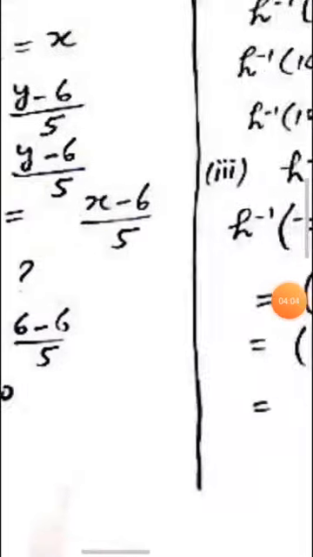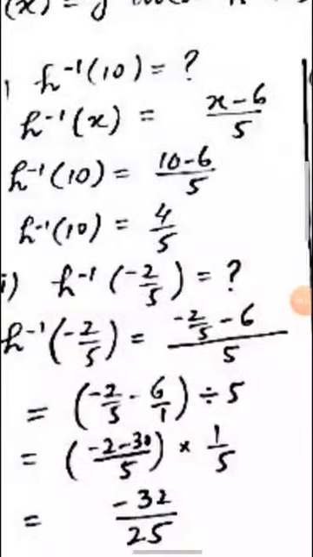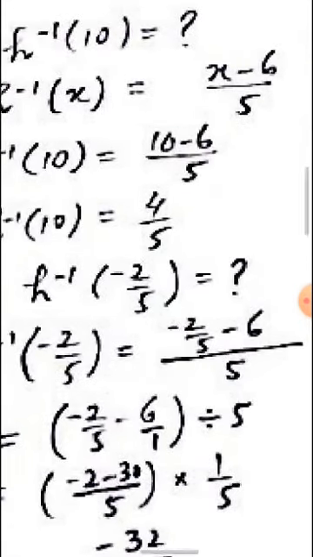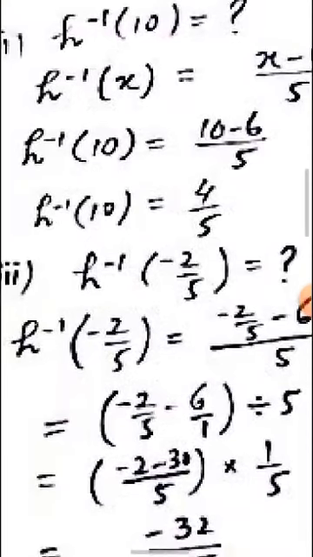Similarly, second part, h inverse 10 we will find. H inverse x function is given as (x minus 6) over 5. So just put the value of x, which is 10. So h inverse 10 is equal to (10 minus 6) over 5. The x value is 10. So (10 minus 6) over 5, 4 over 5 is the answer of h inverse 10.